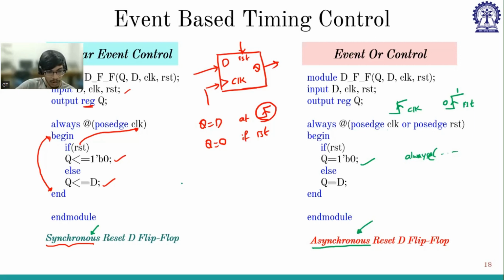Say if A is equal to B, then C is less than or equal to A, B is less than or equal to C. There are more than two lines, so I have to write begin as well as end. If there are more than two lines, I need to write this. Here I have a single line, so begin and end is not necessary. Even if you write it, it is not an issue.